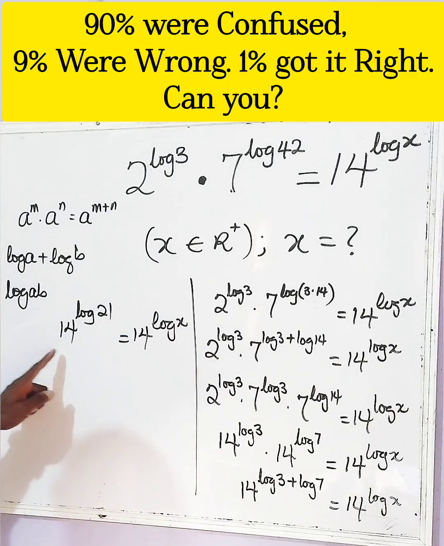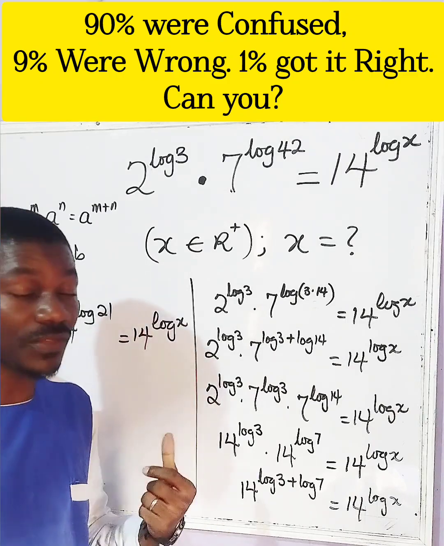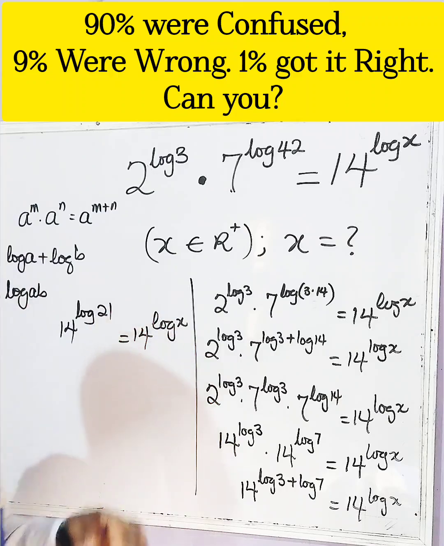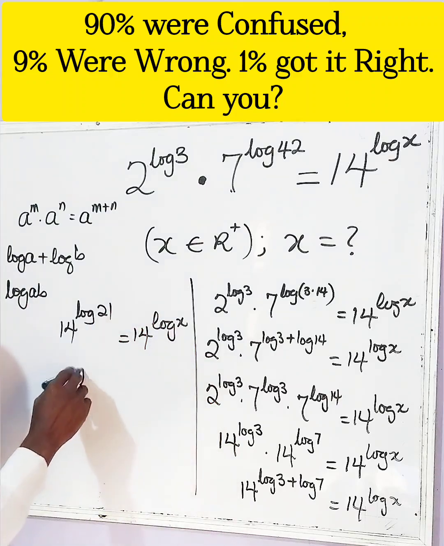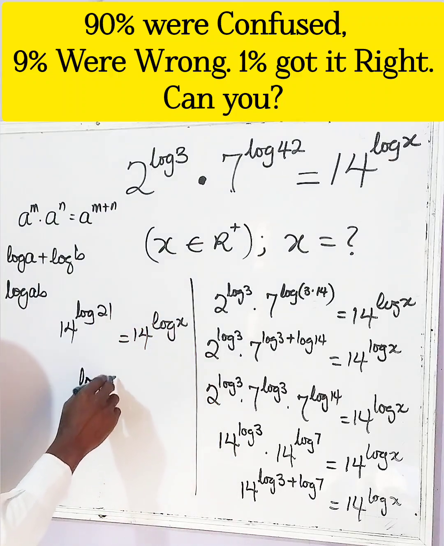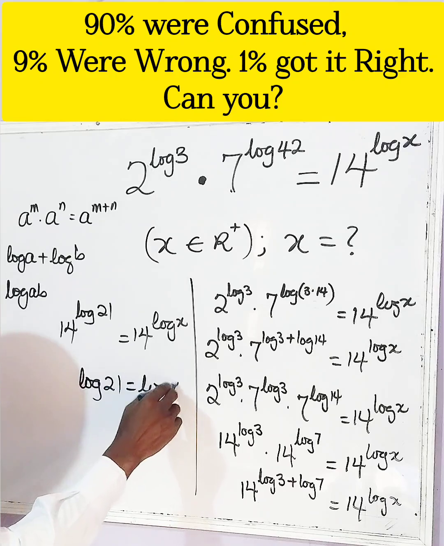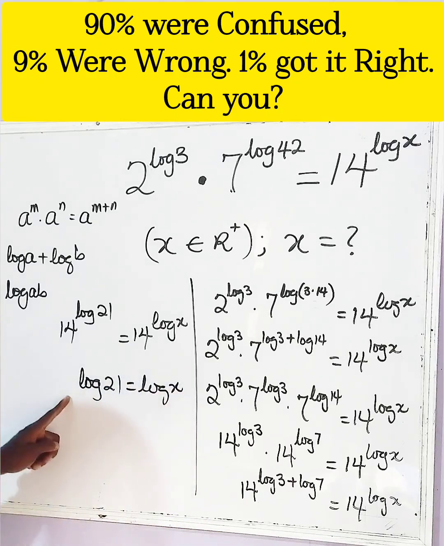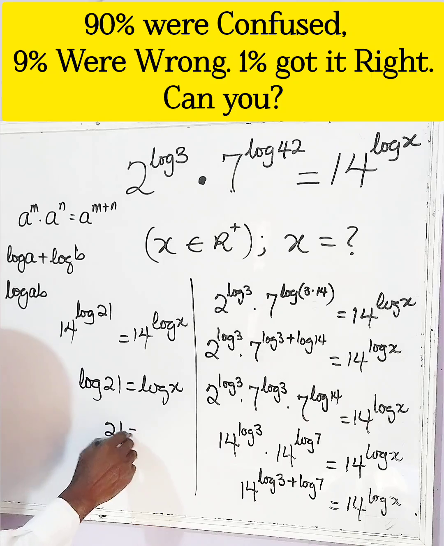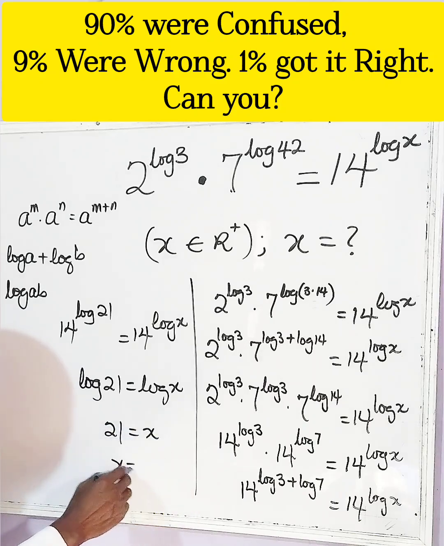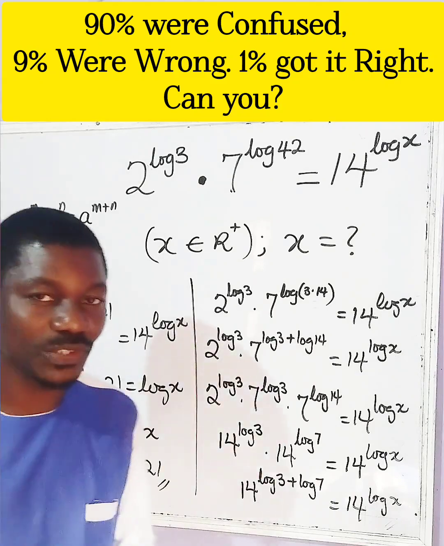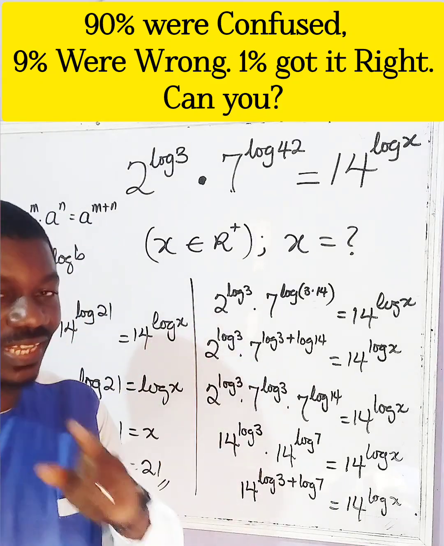Now since we have the same base both on the left and the right hand side, it implies that we can equate the exponents, giving us log 21 equals log x. Since log 21 equals log x, what we just need to do here, by comparison, is 21 equals what? X, and our x equals what? 21. Very easy.